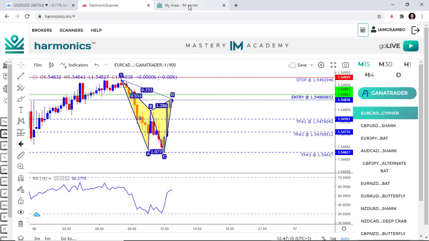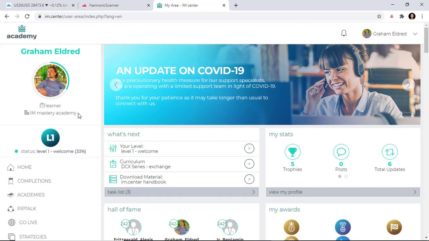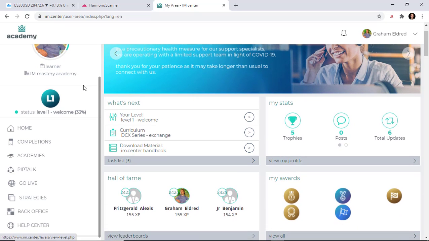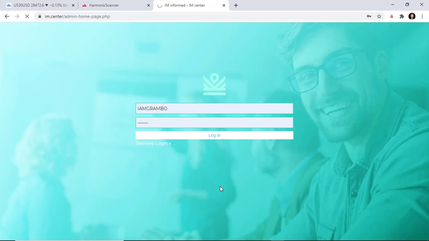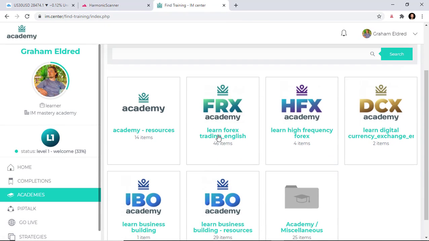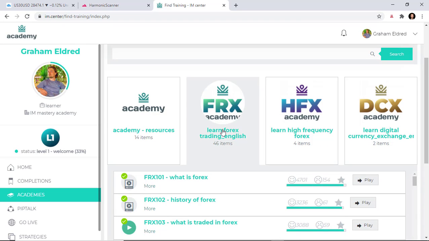So that's patterns. If I go to the IM Academy, basically this is the Forex Academy where you learn. You go here to Academies, and this is the main one you want to learn right here: Learn Forex Trading English. That's the one you want to go through, and it will teach you everything you need to know to get started. This particular academy costs $250, and then it's $170 a month after that, and it's really not a thing at all. If you recommend 2 people to the academy, you get this for free. I have gone over this entire academy like three times, and every time I learn something new. So it's something you want to go over again and again.